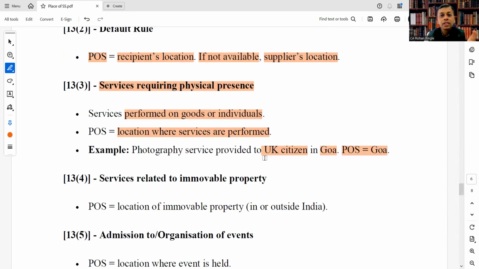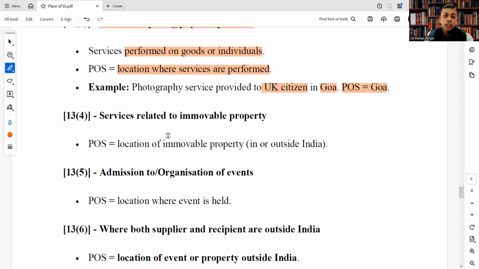The recipient is a UK citizen, but it is performed in Goa, so the place of supply will be Goa. Now services related to immovable property. Under section 12, it is the location of immovable property. In case the recipient or provider of the service is out of India, one of them is out of India, then the place of supply will be the location of immovable property only, in or outside India. In section 12, it is the immovable property. Where is the immovable property situated?